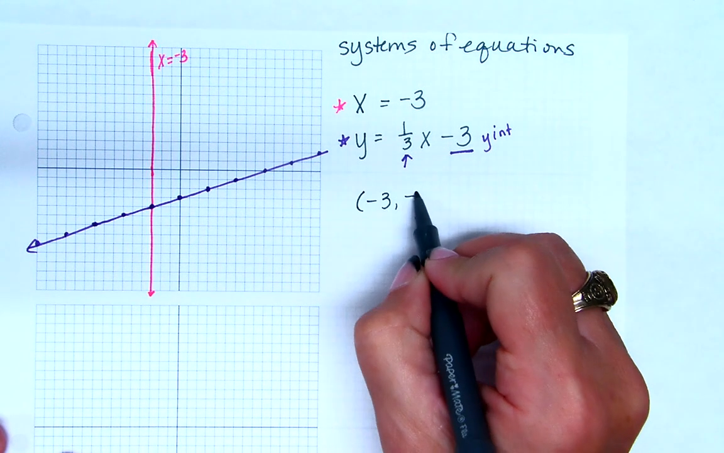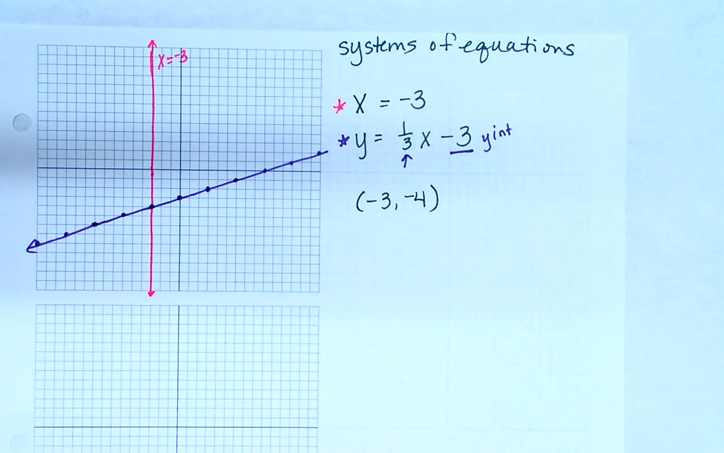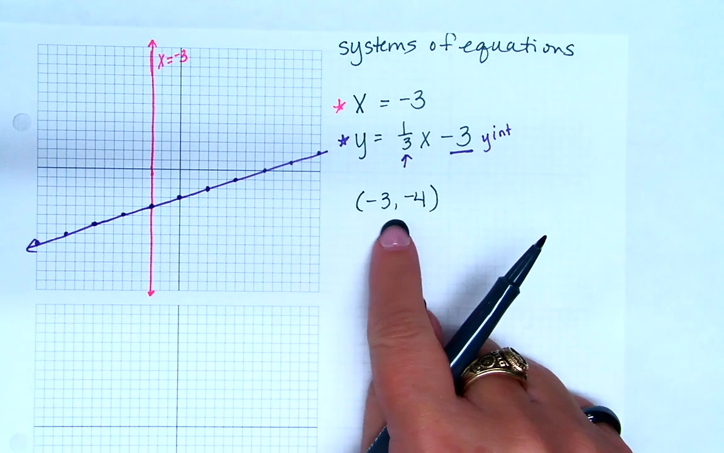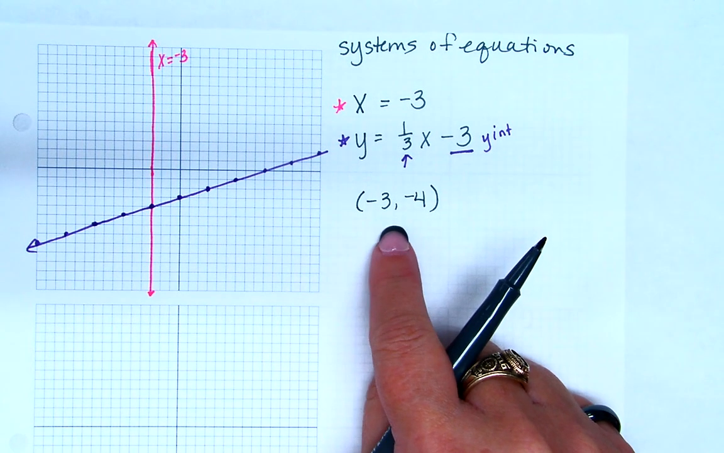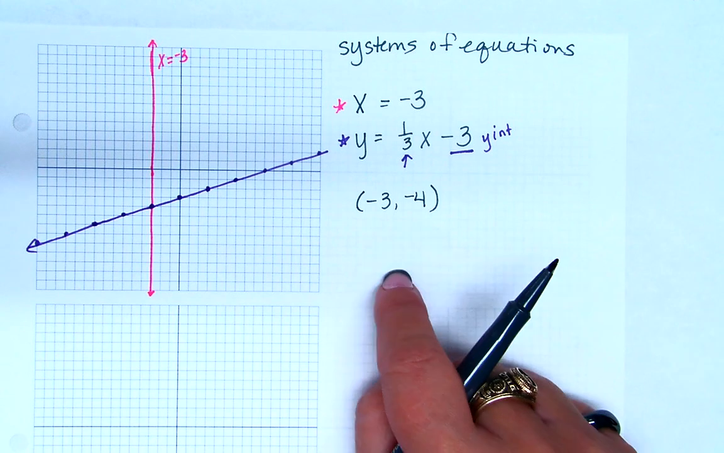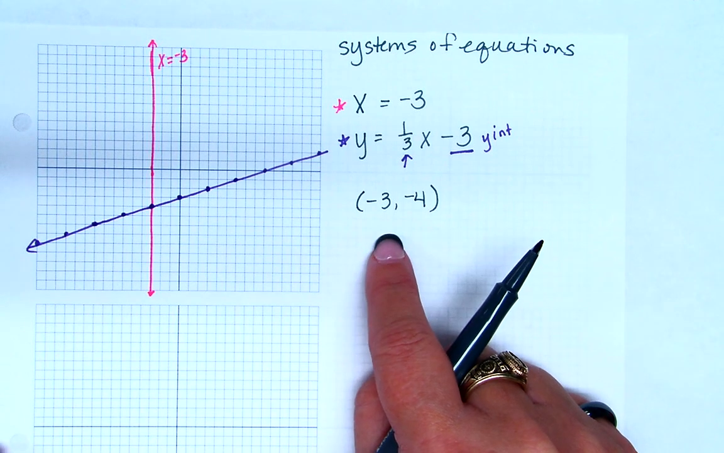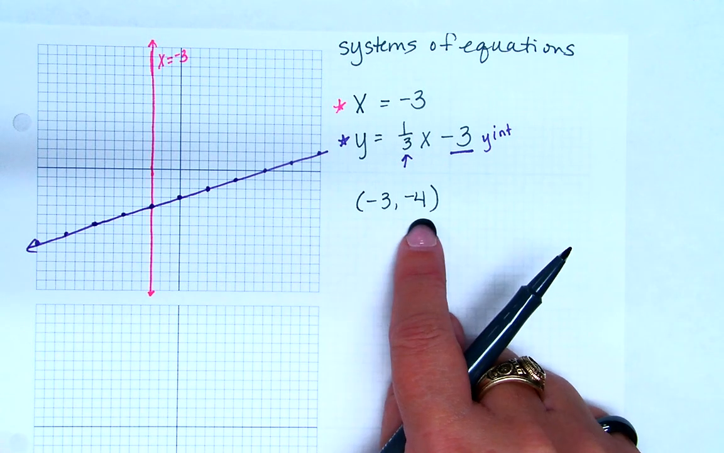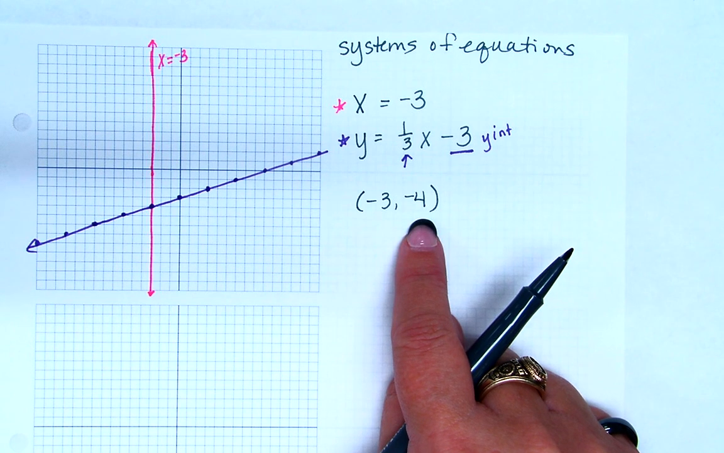-3, -4. It's exactly right. That is my point of intersection. I'm not done till I have my answer written. Does everybody understand that? Okay? What's this called? Point of intersection. I agree. Point of intersection.